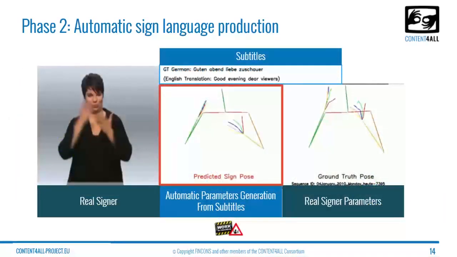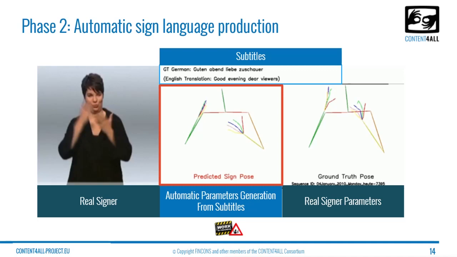We have obtained some preliminary results for animating the skeleton of a body and hands based on the subtitles. And in this slide, you can see a qualitative comparison between the video of the real signer on the left and, on the right, the body and hand skeleton derived from the real signer video. These parameters are extracted from the real signer with the OpenPose and regression algorithms presented before. With the red square in the central image, instead, you can see the skeleton for body and hands generated automatically from the subtitles thanks to a deep learning algorithm.